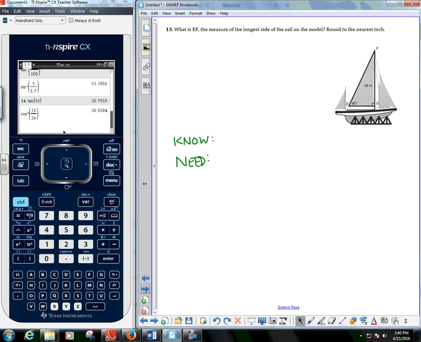What is EF, the measure of the longest side of the sail on the model, rounded to the nearest inch? So I've got this triangle, this is 65, this is a right angle, this is 28, and I am looking for EF, which is this length right here. I know 65 degrees, and in relationship to that 65 degrees, I know the opposite, and I need to find the hypotenuse. And I remember that SOH stands for sine equals opposite over hypotenuse.